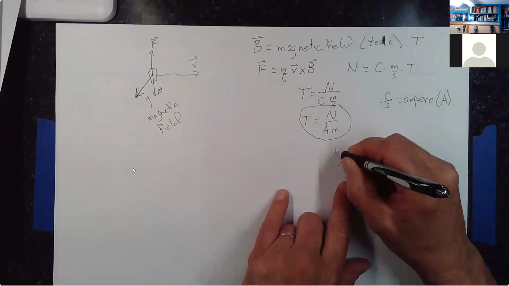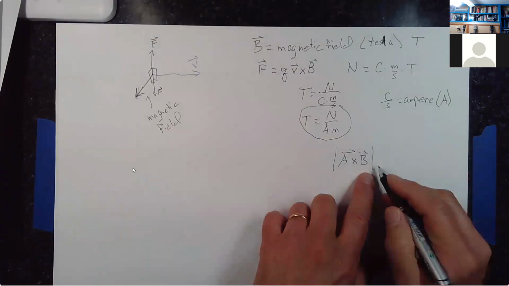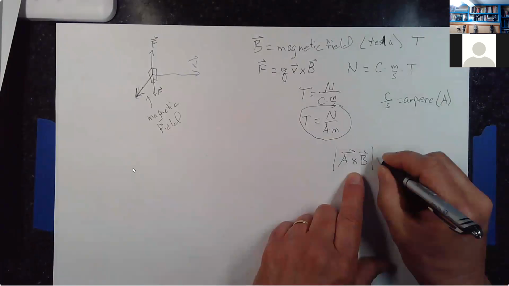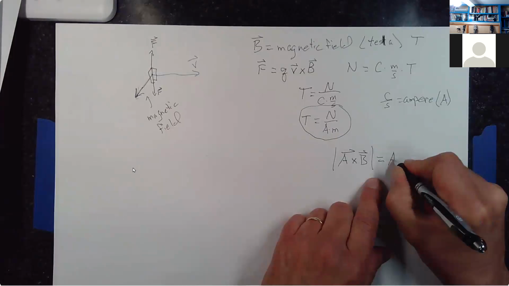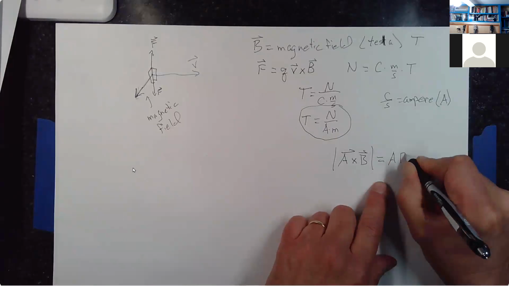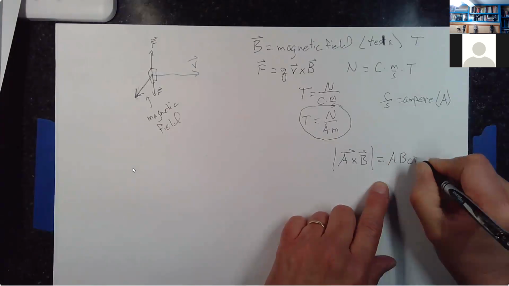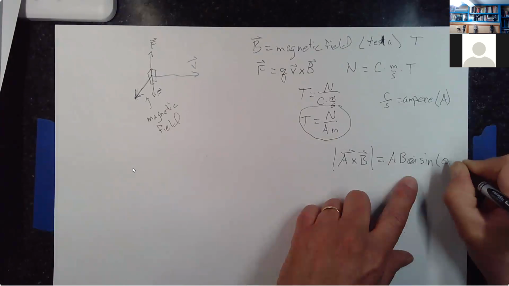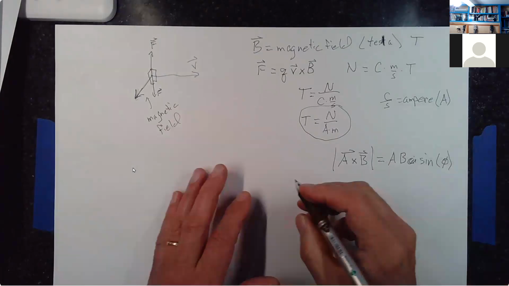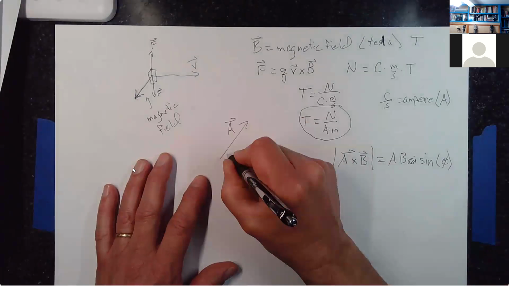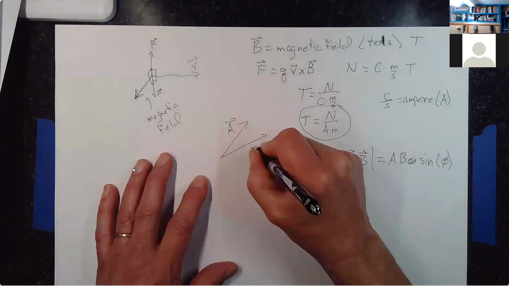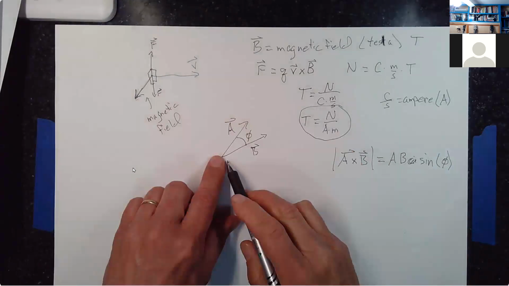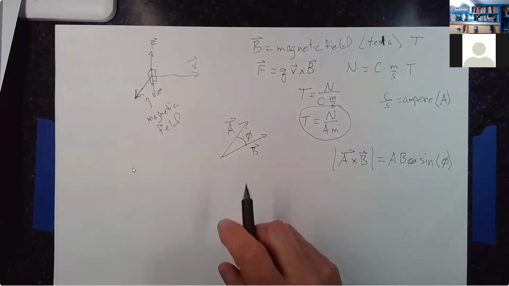The magnitude of it, if you just put some bars around it, sometimes you'll see pairs of bars on either side, but this will be good enough, is equal to the magnitude of one of the vectors, the magnitude of the other vector, and the sine of the angle between the two vectors. So it'll look like that. So if I had a vector A that went in a direction like this, and then a vector B in that direction, if they were separated by an angle phi, where you could join their two tails together there, then it would be the sine of that angle.